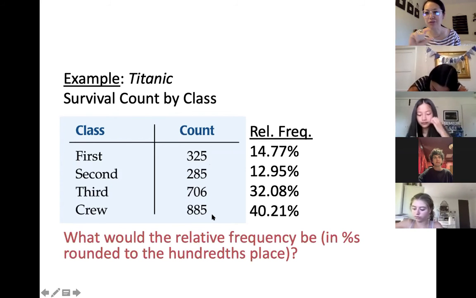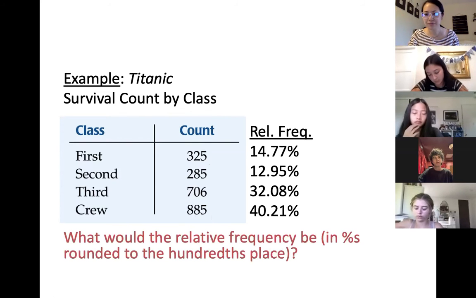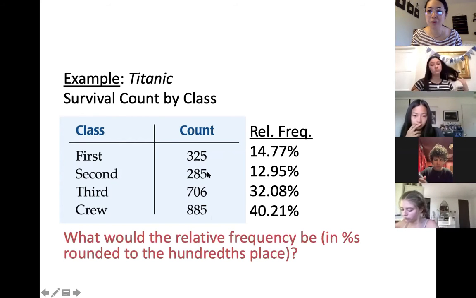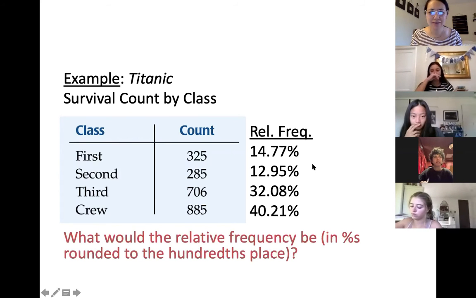And then write that total down somewhere, like probably right underneath. You can say, this is the total. And then to find the relative frequency, you just do 325 divided by that total and write it as a percent. All right, for second class, you would do 285 divided by the total, and that would be your percent. Does that make more sense? Okay, got it. I just did it on the calculator with you. So thank you.